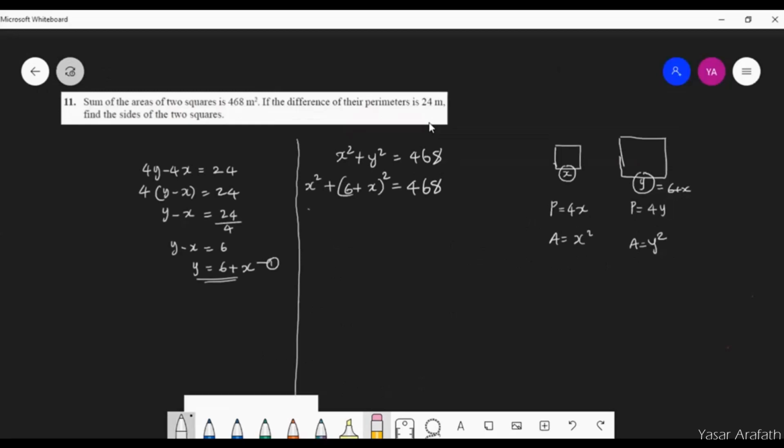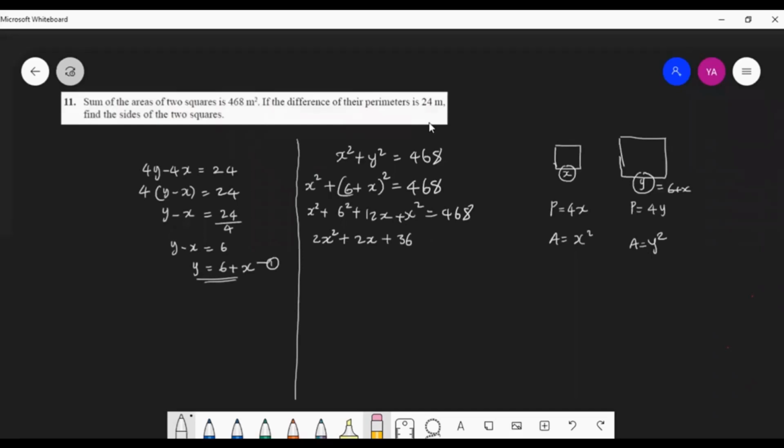So next step, you can expand (6 plus x) all square by applying the identity (x plus y) all square. You will get 6 square plus 2 into 6 into x, that is 12x, plus x square is equal to 468. Now add like terms: x square plus x square will become 2x square, plus 12x, and 6 square is 36. So plus 36, and this 468 you move to the left side. 36 minus 468, what will come? Minus 432.